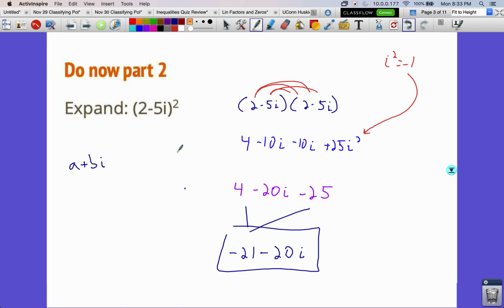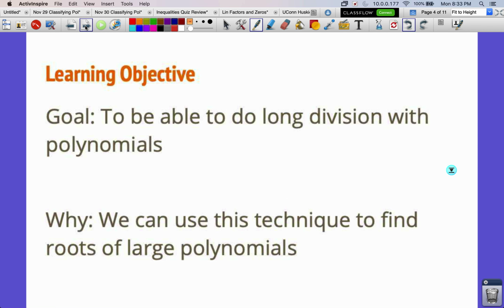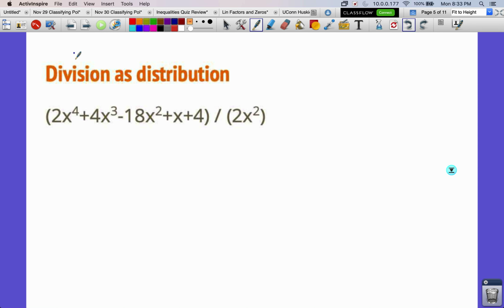All right, goal for today is to be able to do long division with polynomials. Why we're doing this, we can use this technique to find the roots of large polynomials. So when things like the rational root theorem fail us, and we might even test all of the rational roots and not find a single one, long division can help us out.